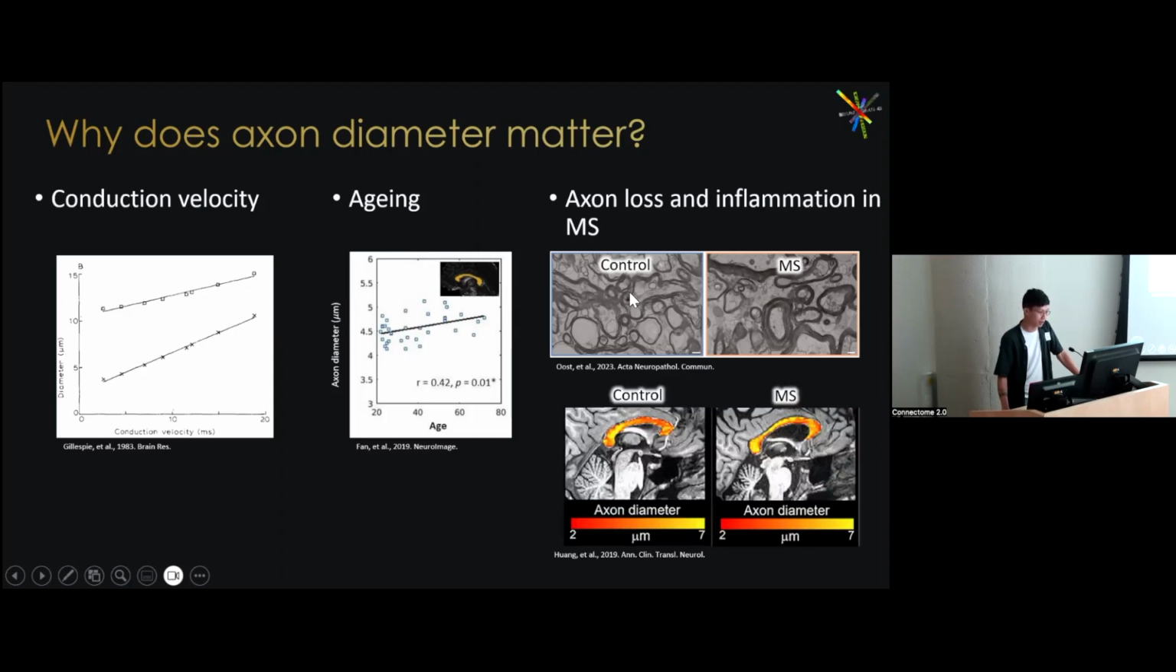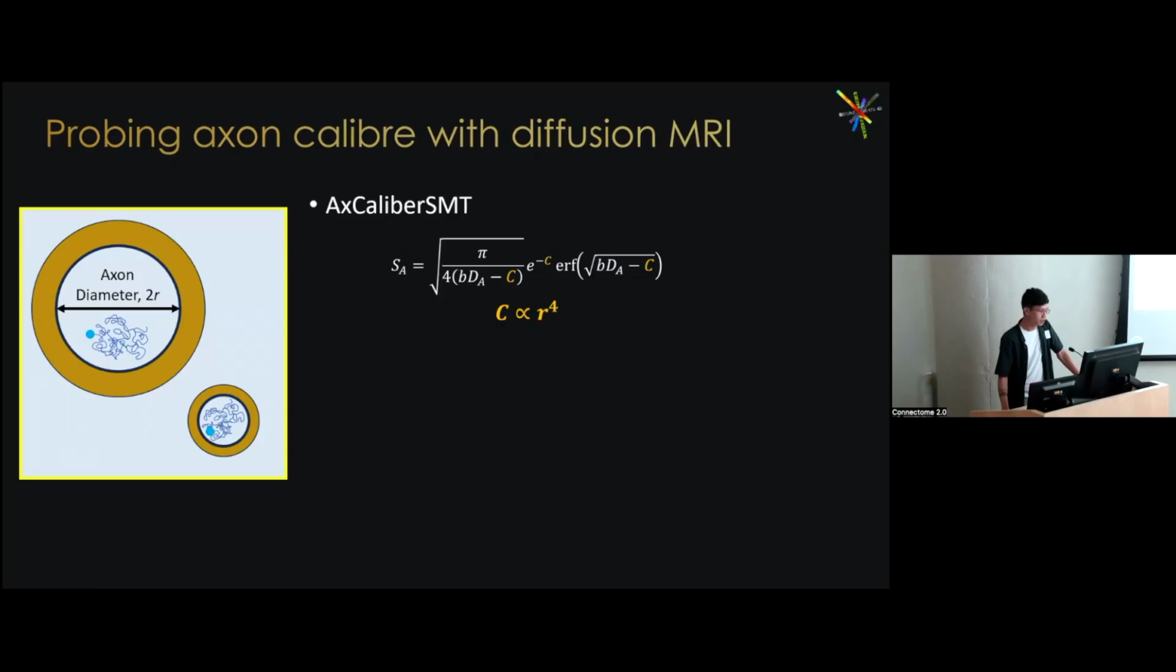And our group has also been showing that with the MRI data, we also see this trend. So this will help us provide a measure to, for example, monitor disease progression, and maybe also relate to the disability of the patient. So we can measure axon diameter with diffusion MRI. There are many models available. One of the methods that we have been using is called Excalibur SMT.